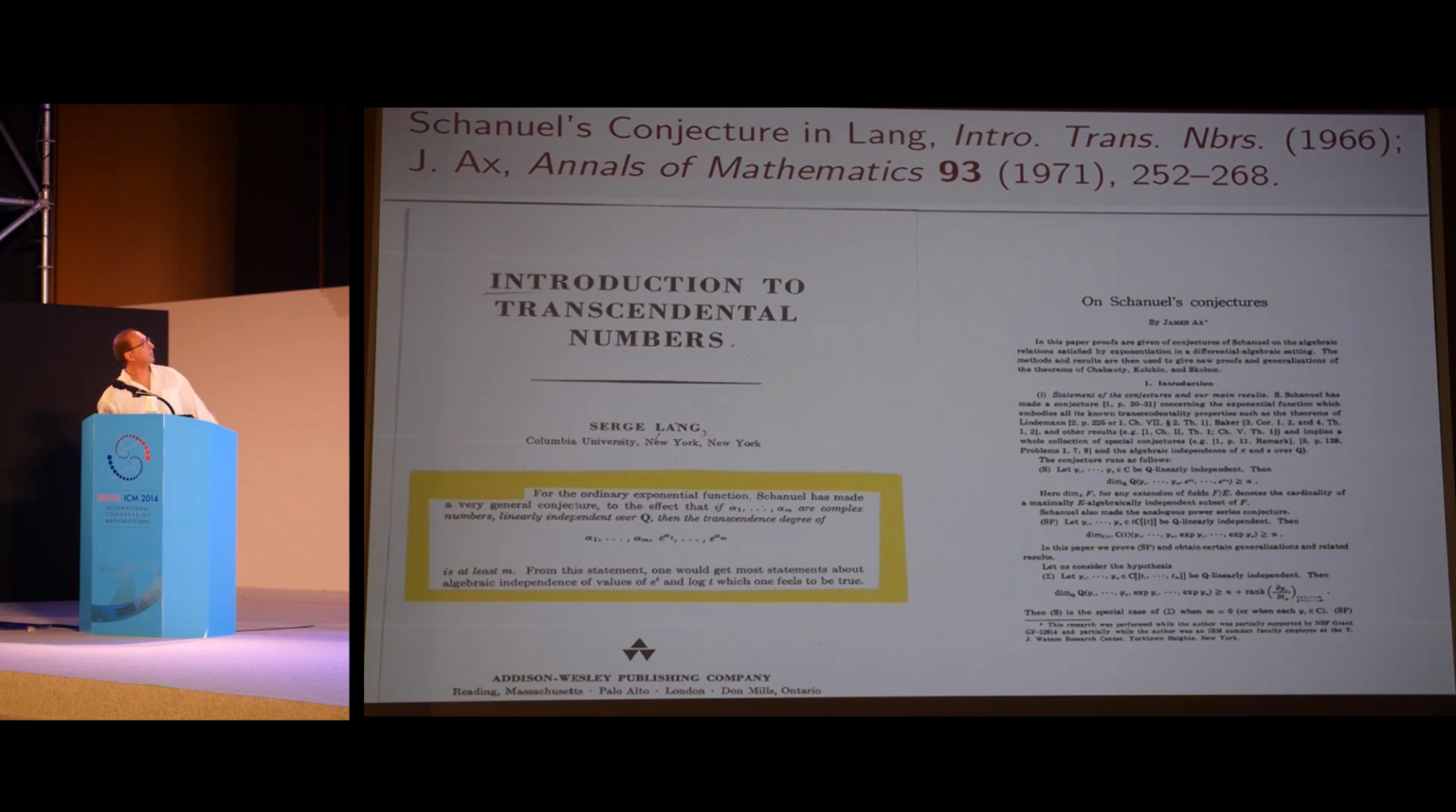So this is the book. Schanuel's conjecture first appeared in print in this book by Lang. But Schanuel's conjecture has been proved for power series, the analog conjecture, and more generally in function fields by Ax. So on the right is Ax's paper proving the result known as Ax-Schanuel.